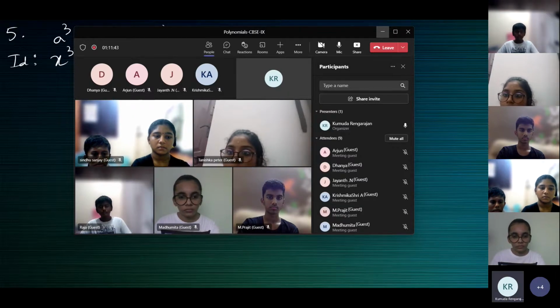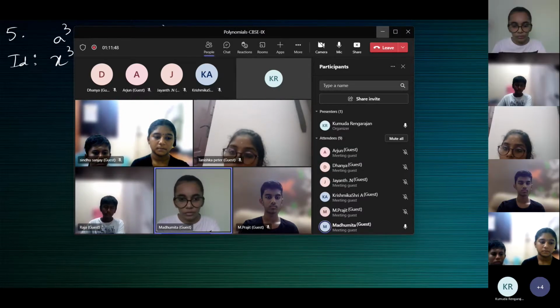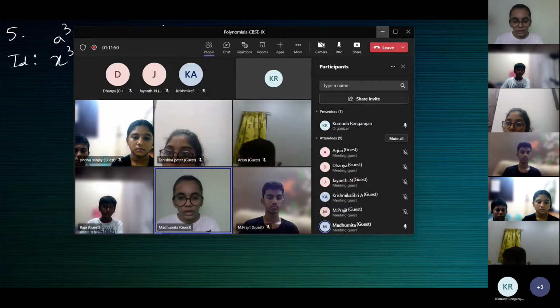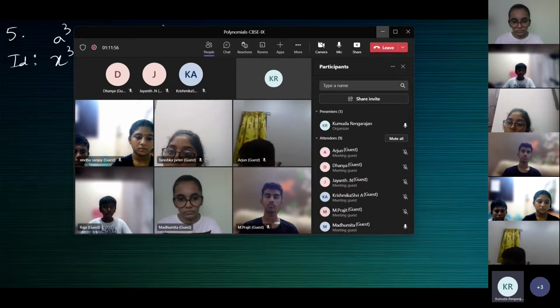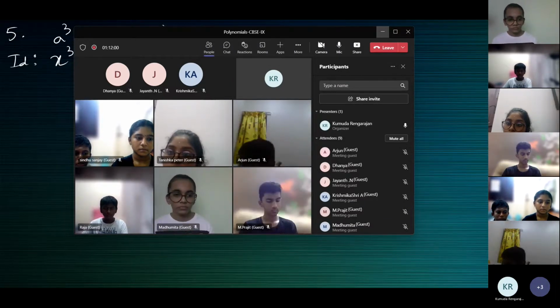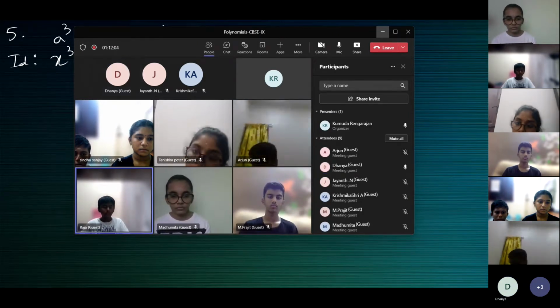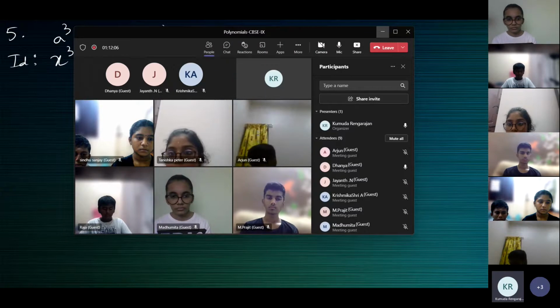Yes, Madhumita. Ma'am, a plus b the whole cube is equal to a cube plus b cube plus 3a square b plus 3ab square, ma'am. Very good. Danya, any identity? Yes, ma'am. A cube minus b cube. That we just heard from some students. Something else?